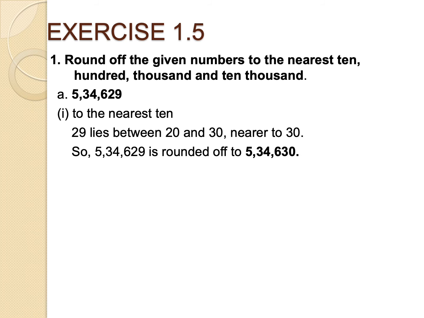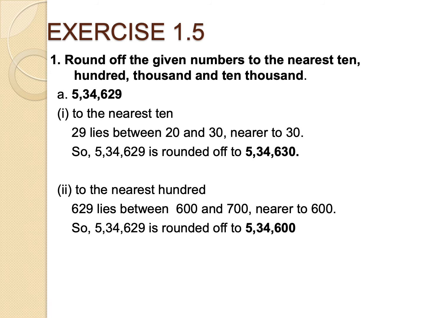So, 5,34,629 is rounded off to 5,34,630. To the nearest 100, we have to see the last three digits, that is 629. 629 lies between 600 and 700 and is nearer to 600. So, 5,34,629 is rounded off to 5,34,600. In general also we can see that 2 is less than 5, so 629 is being rounded off to 6.